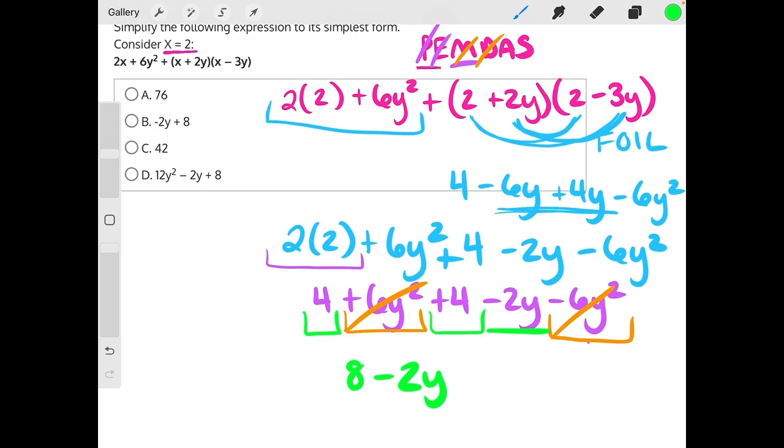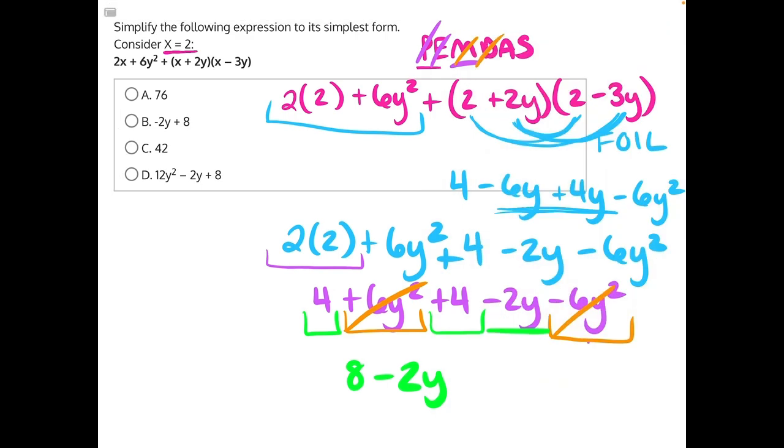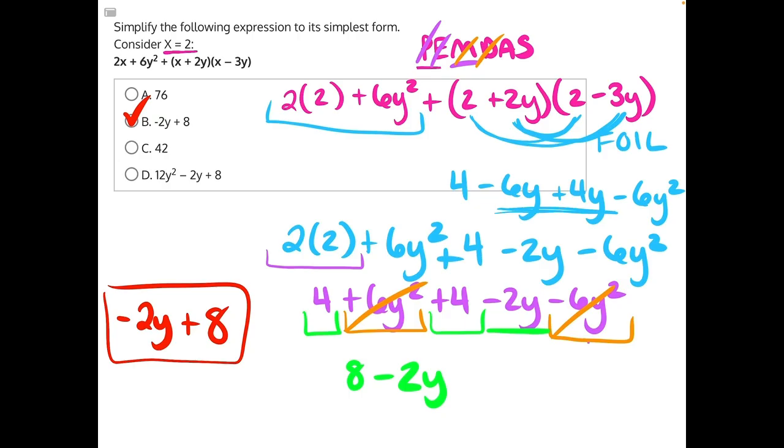Now, we just need to reorder our final answer in terms of greatest to least exponent, or greatest to least variable value. So we have negative 2y first, then the positive 8, and that is our final answer, making D the correct choice.